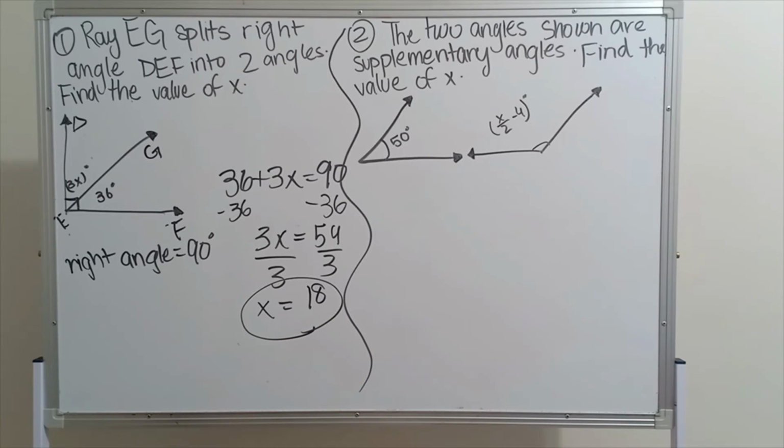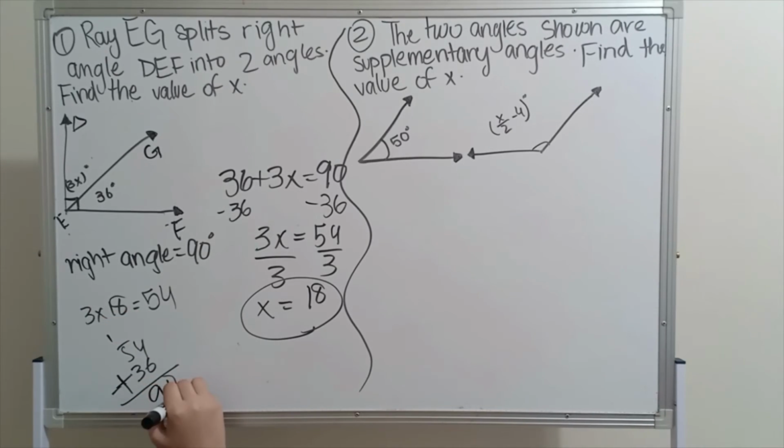Now we can check to make sure we got the right answer. 3 times 18, 18 times 3 will give us 54. And if we add 54 to 36, it will give us 90 degrees. So we got the right answer. x equals 18.